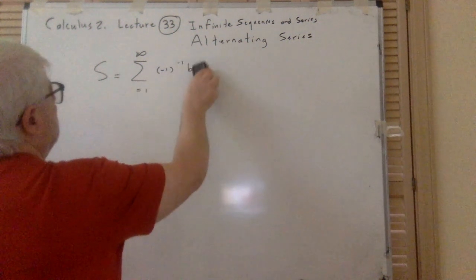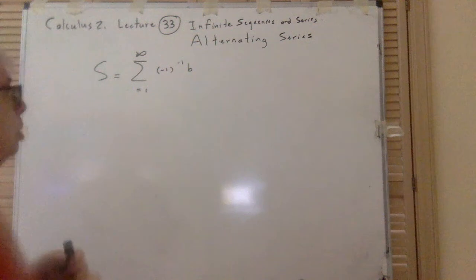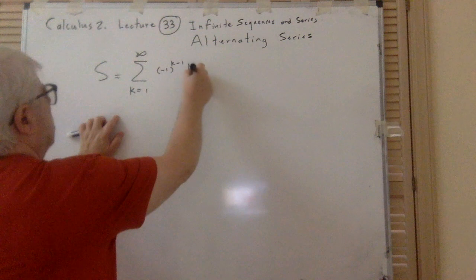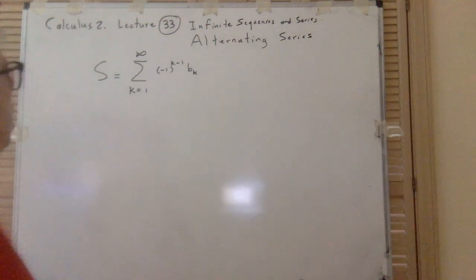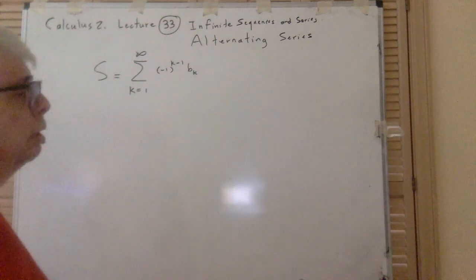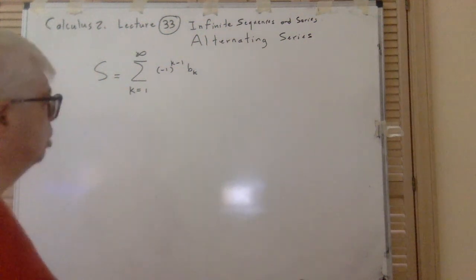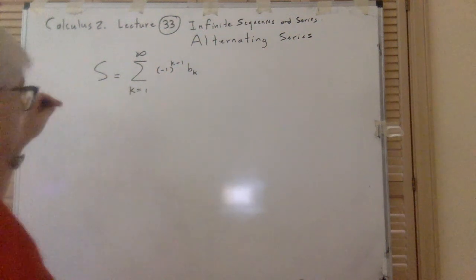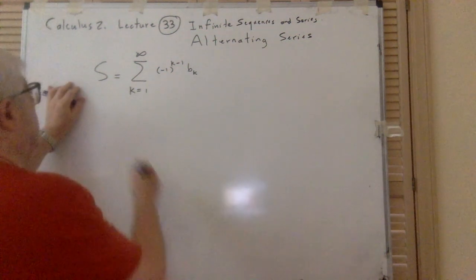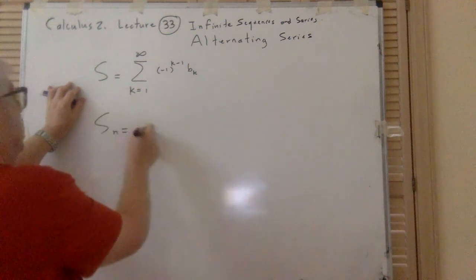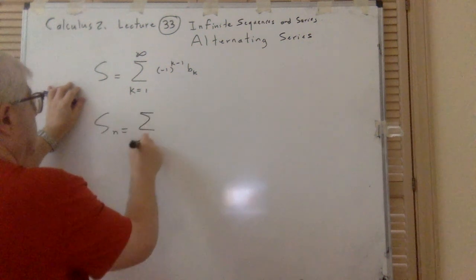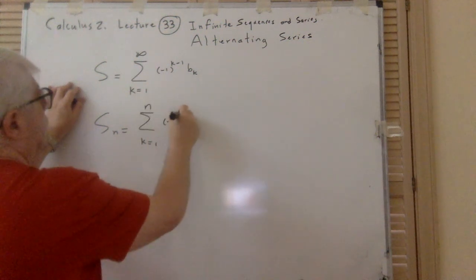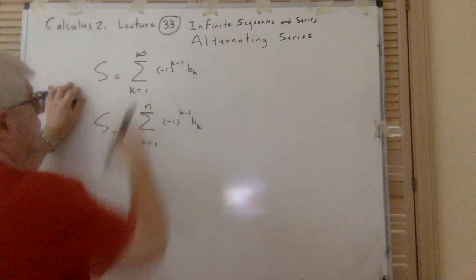So let's use k. Somebody was asking me about this, and I didn't understand exactly what they were saying, but this k is what we call a dummy variable. So it can be n, it can be m, it can be i, or anything. So that's the sum, and Sn will be, say, sigma k from 1 to n of (-1)^(k-1) bk. You see why I used k here.